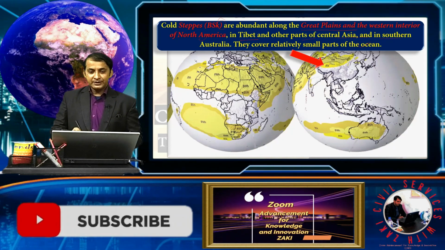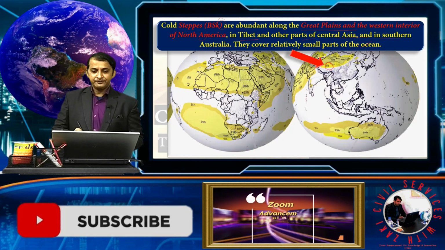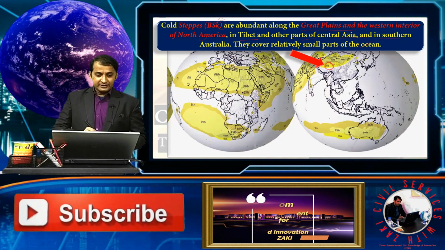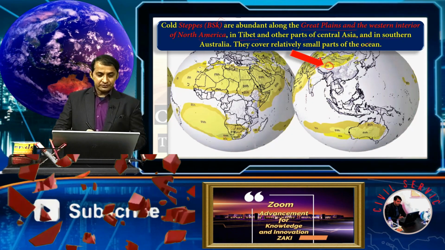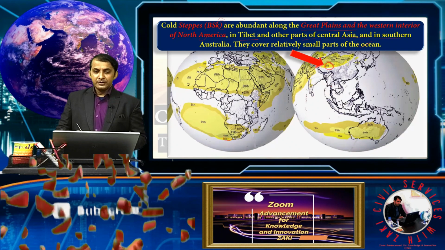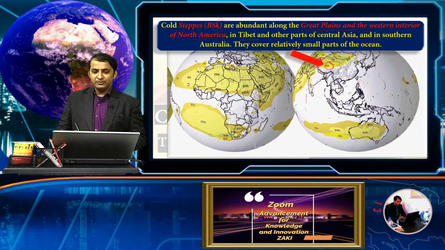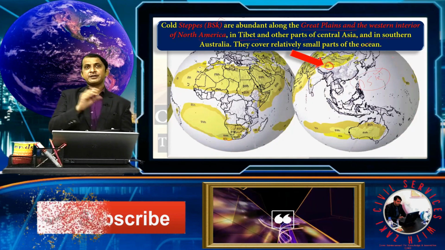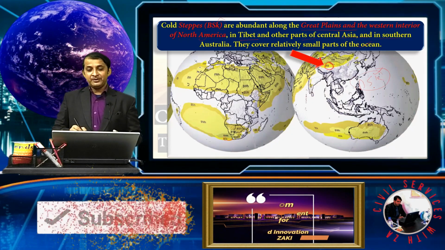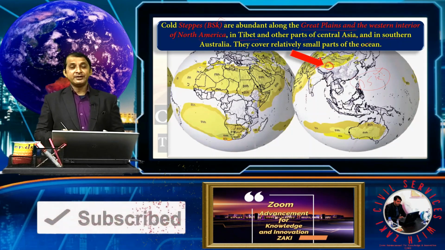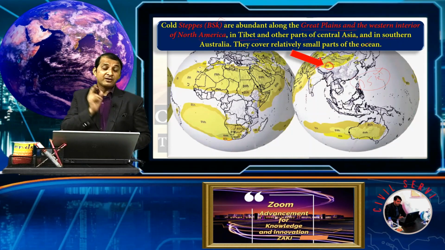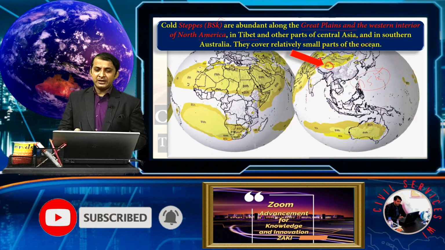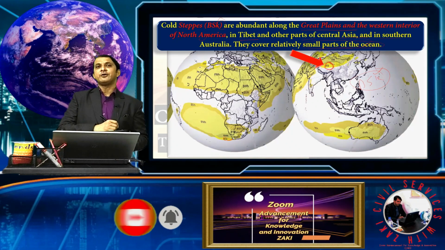So see here, it is Cold Steppe, BSK. Another Cold Steppe area is here, BSK. In Cold Steppe, B means dry, S means steppe, K means cold. So if you find any place on the globe where BSK is written, it means it is a Cold Steppe climate. It is spread over very small parts of the ocean.